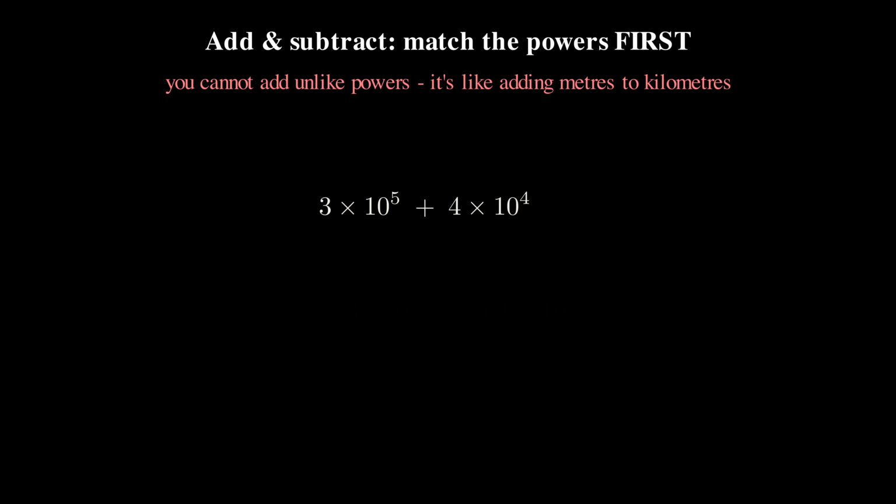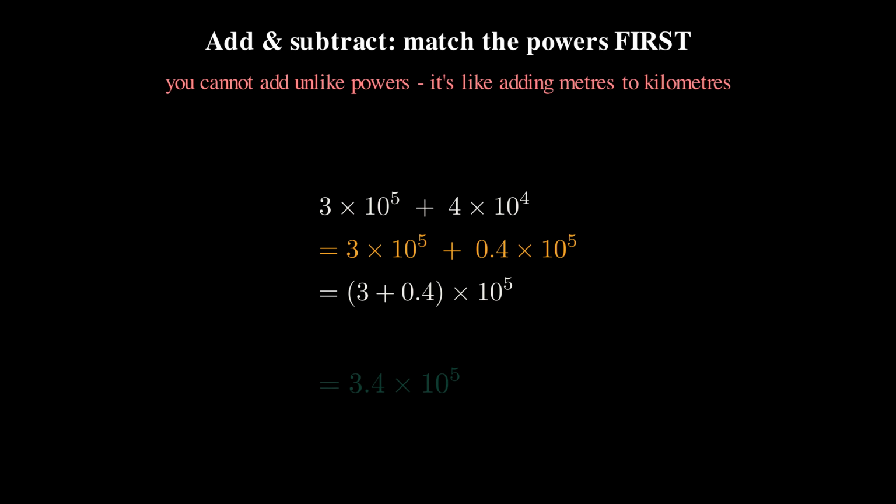Take 3 times 10 to the 5 plus 4 times 10 to the 4. Rewrite the smaller one, 4 times 10 to the 4, as 0.4 times 10 to the 5. So both share 10 to the 5. Now that the powers match, you can add the fronts. 3 plus 0.4 is 3.4, keeping 10 to the 5. 3.4 times 10 to the 5. Match the powers, add the fronts, and check a is still in range at the end.